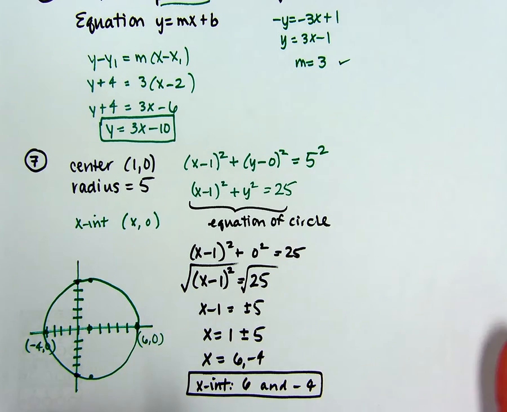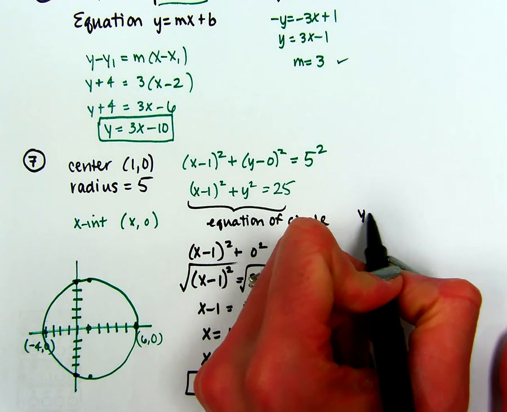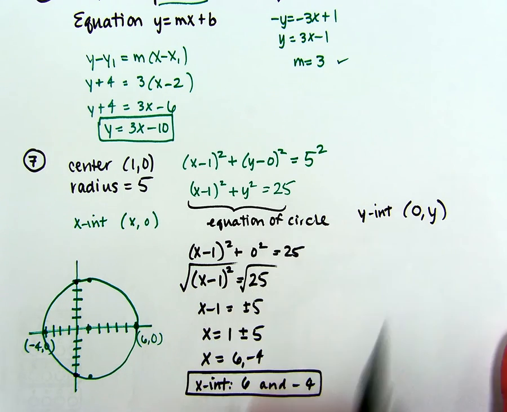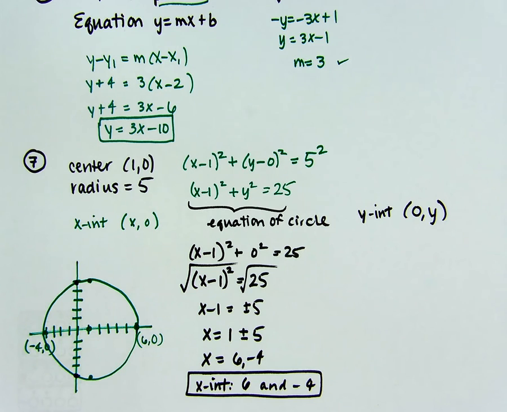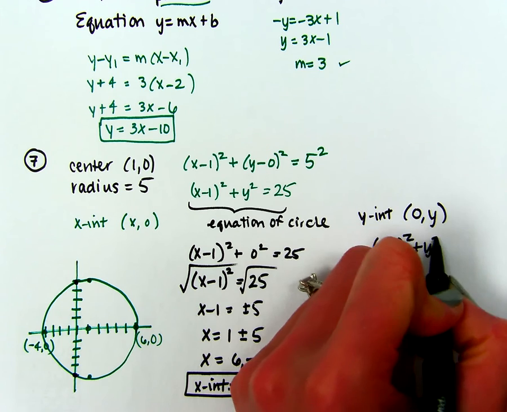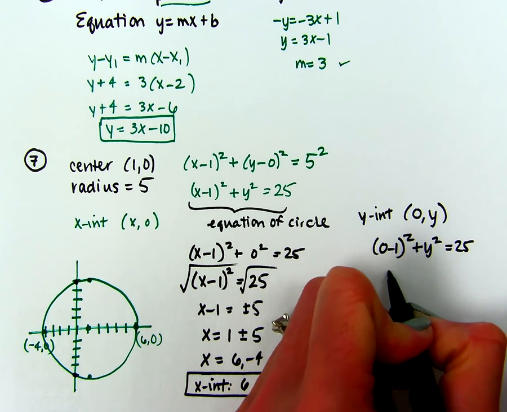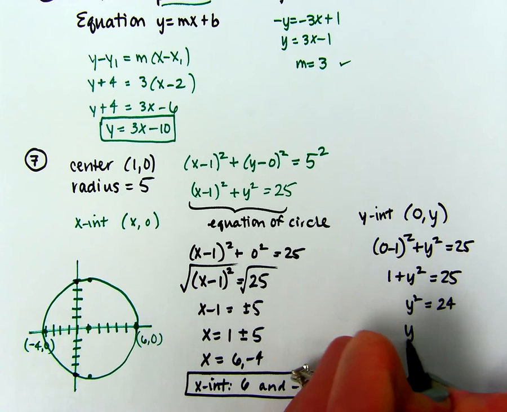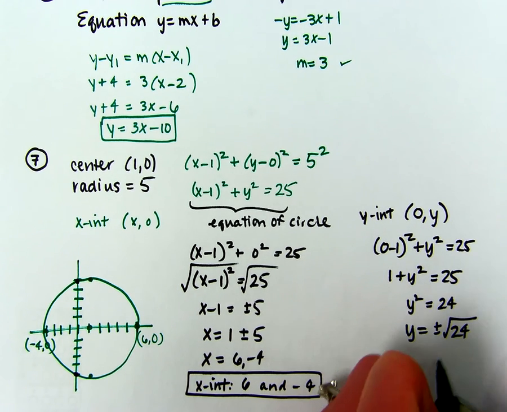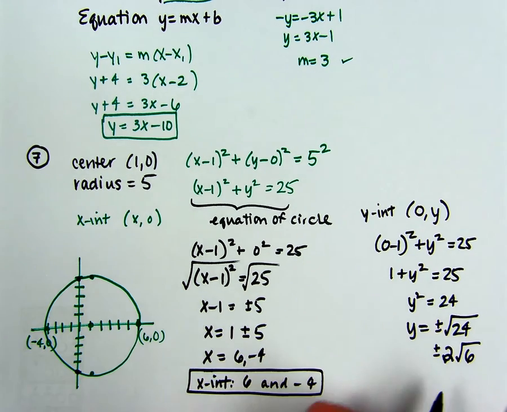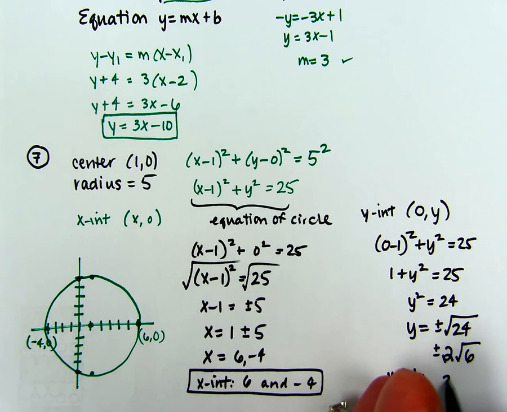All right, so now we're going to do the same thing. What do you know about y-intercepts? Y-intercepts have some number for my y, but my x is always going to be 0. So I'm just going to take that and put it into my equation. All right, so we've got 0 minus 1 squared plus y squared equals 25. And if I simplify, I get 1 plus y squared equals 25, and y squared equals 24. So y equals plus or minus the square root of 24, or in other words, plus or minus 2 root 6. All right, so my y-intercepts are 2 root 6 and negative 2 root 6.